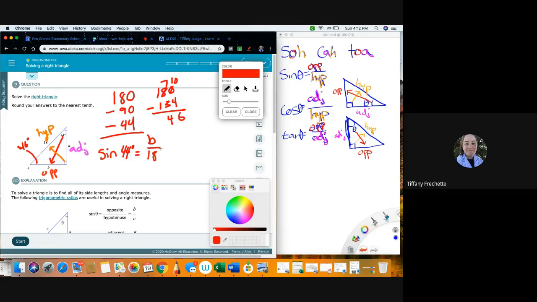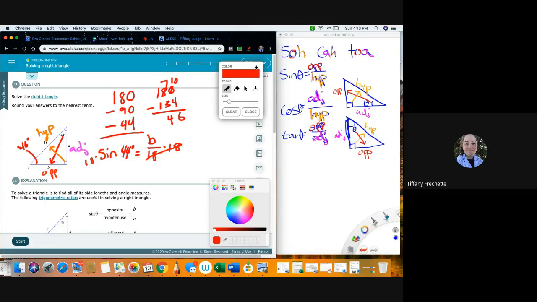So now when we have B on the top, or any letter on the top, what we have to do is this little movement here, like this. So we have to multiply by 18 in order to cancel these out, because times and divide, they cancel.